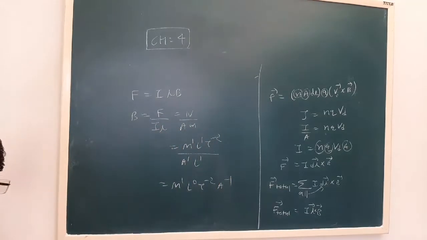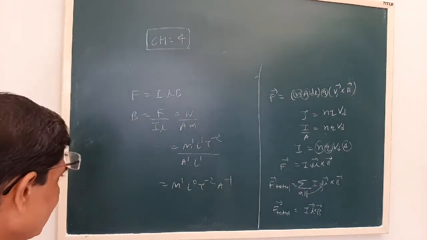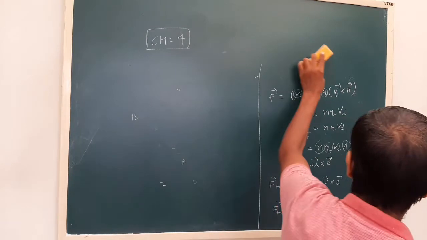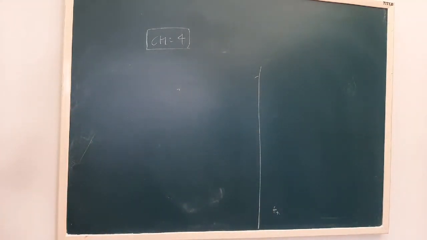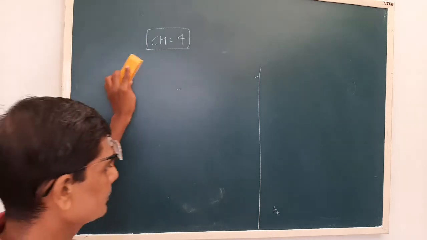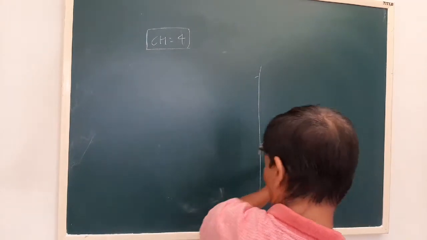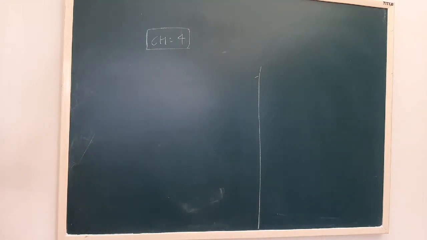Okay, so this is about the equation of a force acting on a current carrying conductor placed in a magnetic field. Now next we have to see about motion of a charged particle. Motion of a charged particle placed normal to the magnetic field.